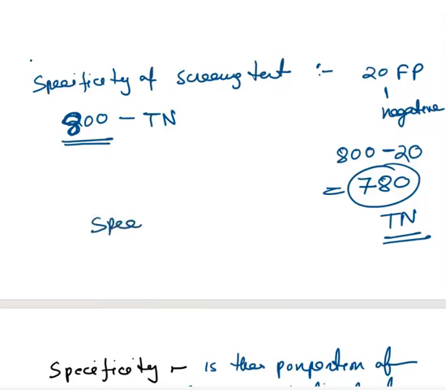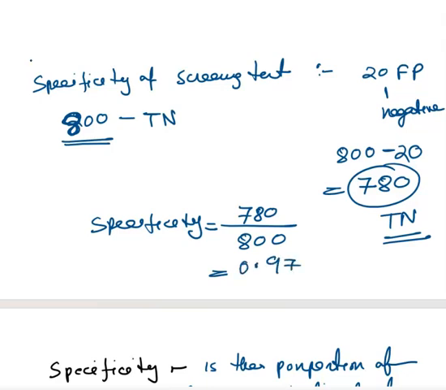So the specificity would be true negative, that is 780, divided by the actual true negative, which we received from the gold standard test, 800. So now we try to get the percentage. 780 divided by 800 equal to 0.975 into 100 would be 97.5%. So our test specificity is 97.5%.